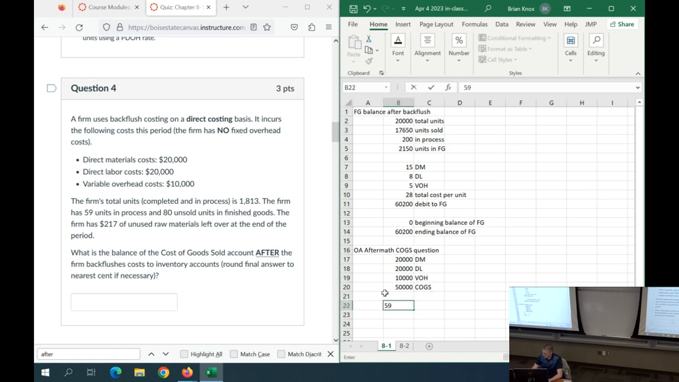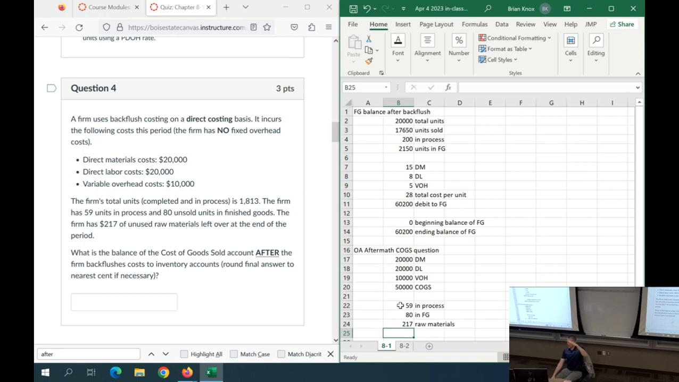I know I have 59 units in process, and I know I have 80 units in finished goods. That's basically the idea. And so I need to get all the costs for 59 units in process and all the costs for 80 units in finished goods, plus the 217 raw materials, and that's what I'm going to be crediting out of COGS. So all I'm looking for ultimately is the final balance of COGS.